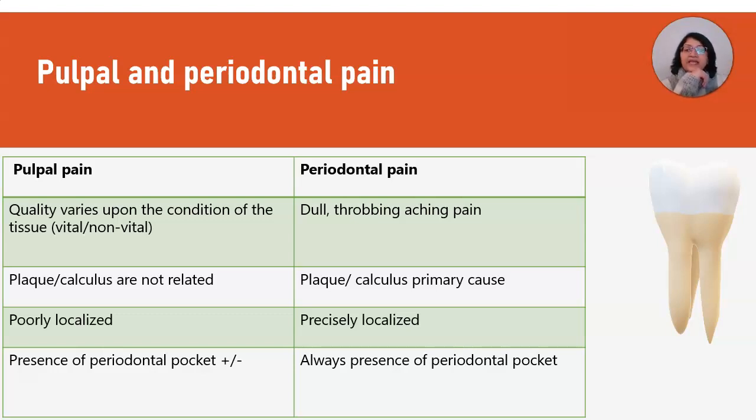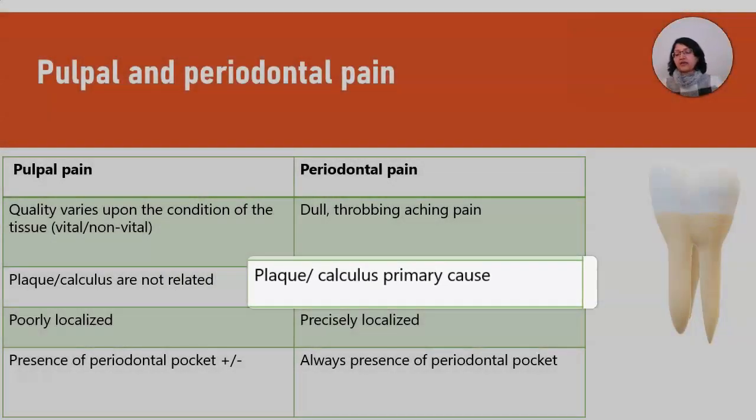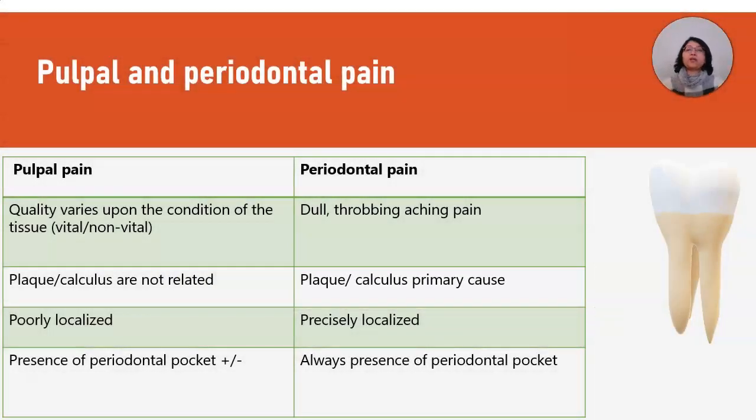Okay, second thing. Once you've asked what kind of pain it is, is it throbbing, is it sharp shooting pain, you are going to move towards clinically, you're going to look at the teeth. Okay, now plaque and calculus. Definitely, whenever there is a periodontal pain, mostly you will see a lot of plaque, you will see maybe calculus, but mostly plaque. But plaque and calculus are not really related with the pulpal pain.